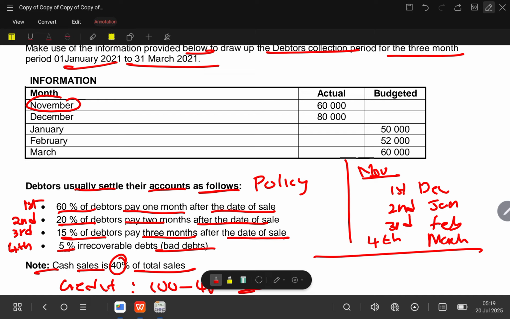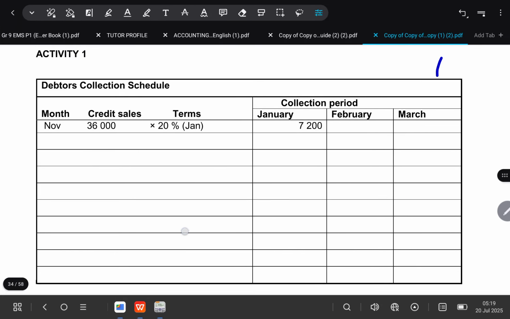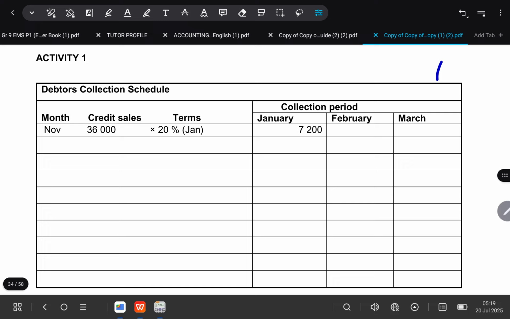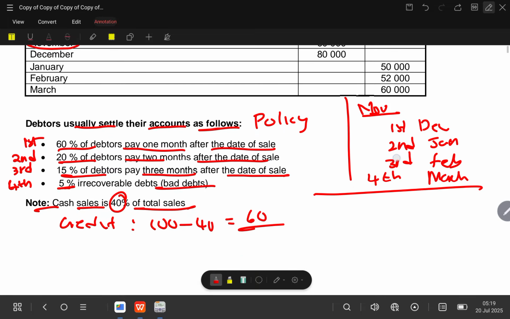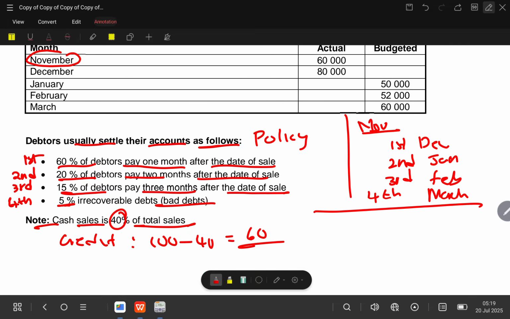Okay, so let's check how this information was presented in our answer book. In our answer book, they expect us to show how we are going to collect. So let's check. I'm going to show you how to present this so that we know exactly what to write. Remember, if we are looking at our month, we are going to start with the month of November.